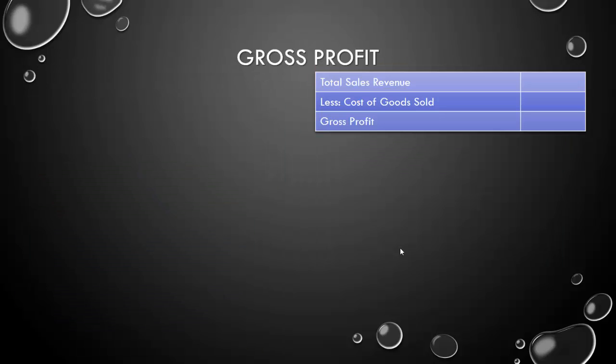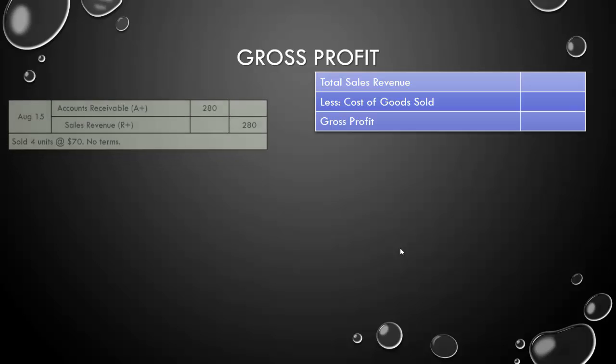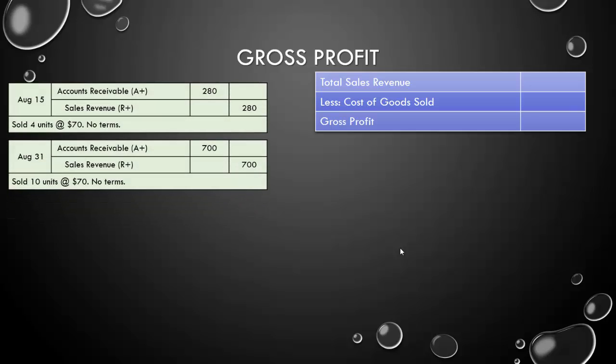And lastly, let's figure out what our gross profit was using the FIFO method. Well, we had 2 sales transactions. We had $280 of sales revenue recorded on August 15th and $700 recorded on August 31st. So we had total sales revenue of $980.